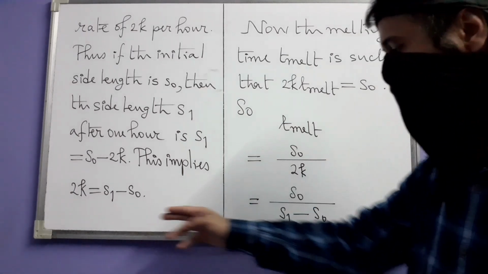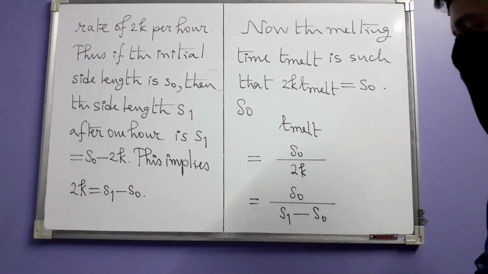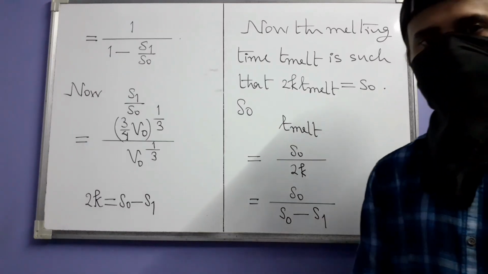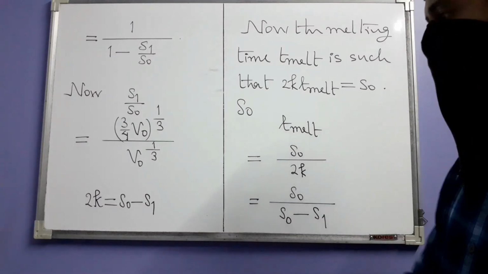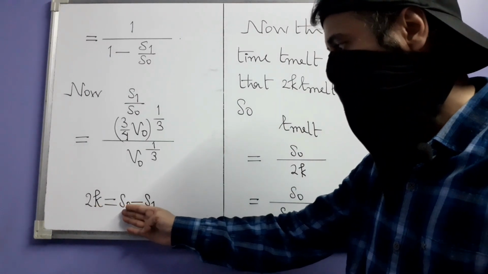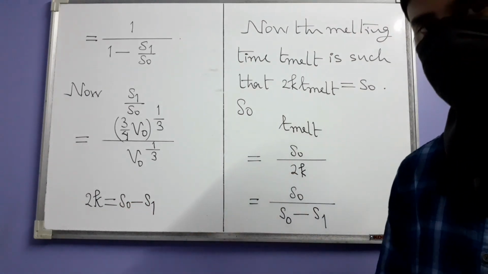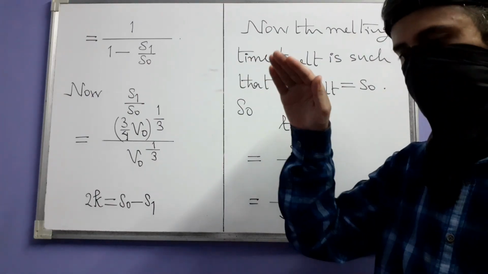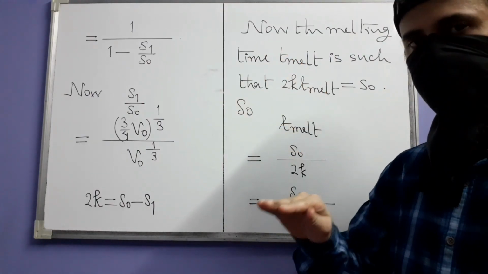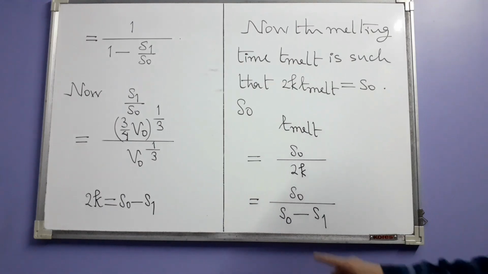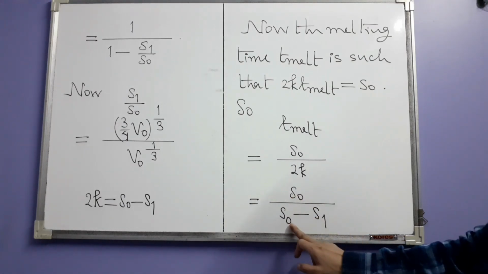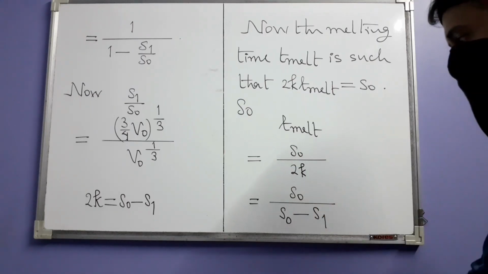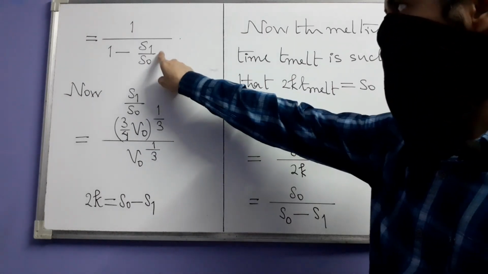And when you use this, you get S0 divided by S1 minus S0. Now what are we going to get from this? I made a small mistake in writing that relation. It's actually 2K equal to S0 minus S1, not S1 minus S0, because S1 is less than S0. S0 is the initial length, and then it decreased to S1 in 1 hour. So accordingly here also not S1 minus S0, but S0 minus S1. And then you can see that if you divide both the numerator and denominator by S0, this is what you get.